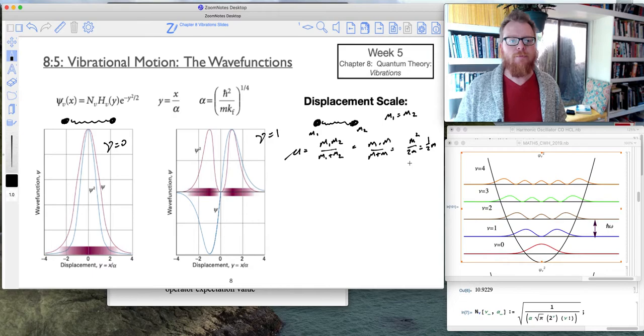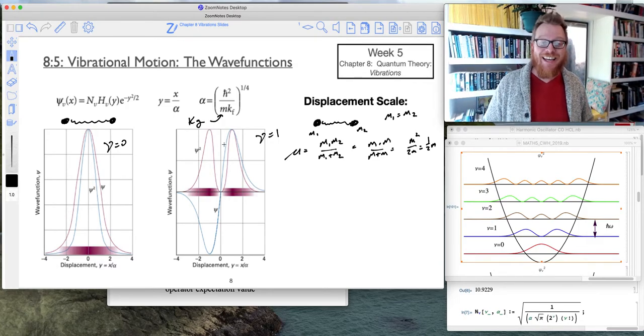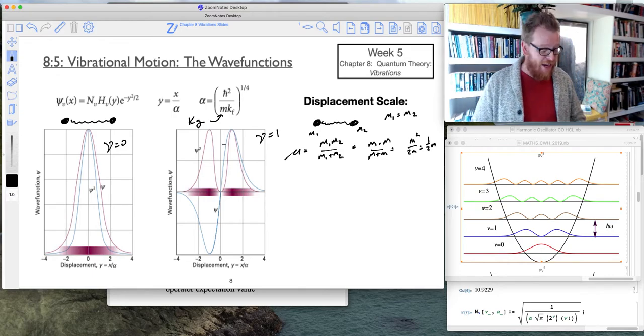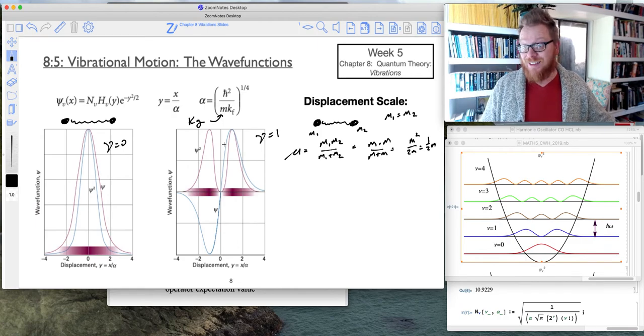Okay. And if we go through our dimensional analysis, this m has to be in units of kilograms per single thing. So if we're talking about electrons, that's got to be the kilogram mass of one single electron.